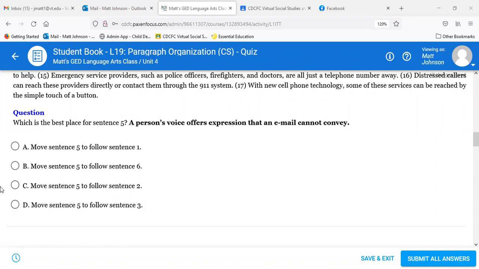Yes. Which is the best place for sentence 5? A person's voice offers expression that an email cannot convey. A. Move sentence 5 to follow sentence 1. B. Move sentence 5 to follow sentence 6. C. Move sentence 5 to follow sentence 2. D. Move sentence 5 to follow sentence 3.